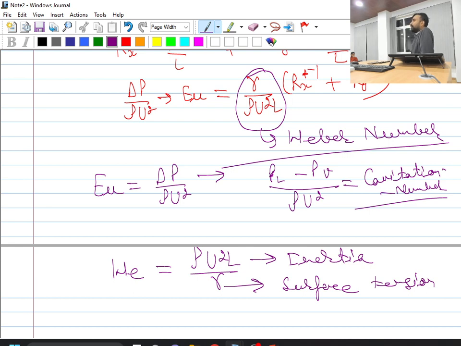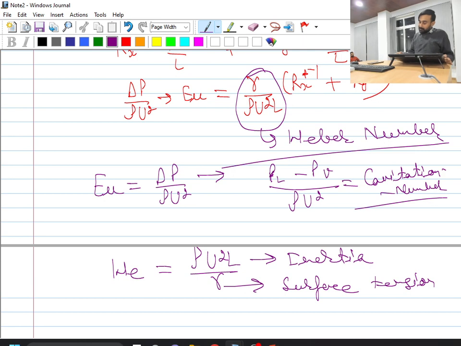One important point: the Weber number will only come into the picture if, in my fluid flow analysis, there is a free surface. If a free surface is not present, then of course the surface tension effect will not come into the picture, and there is no relevance of the Weber number. Is this one clear?